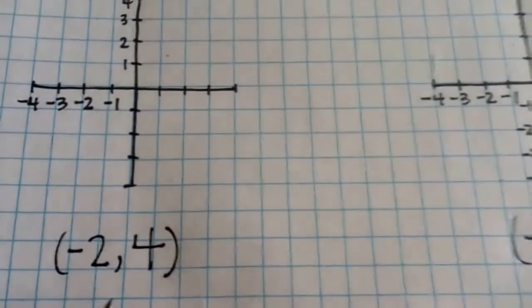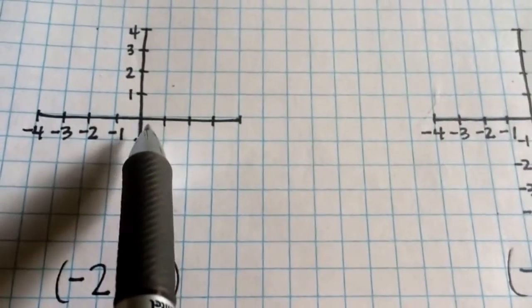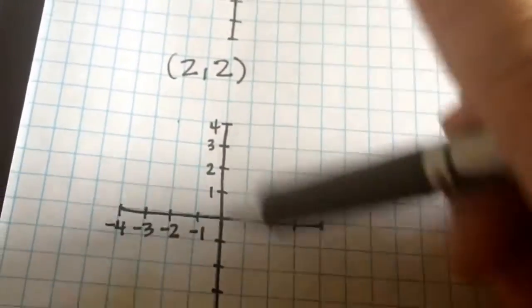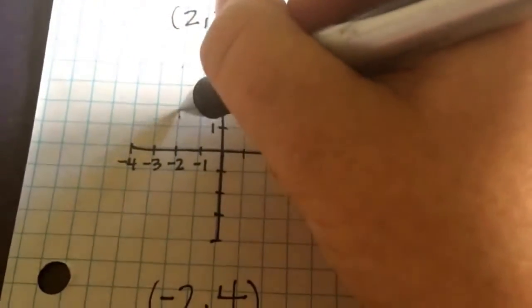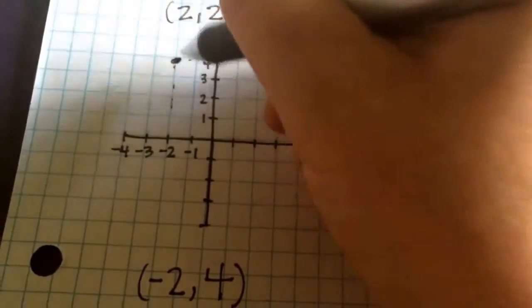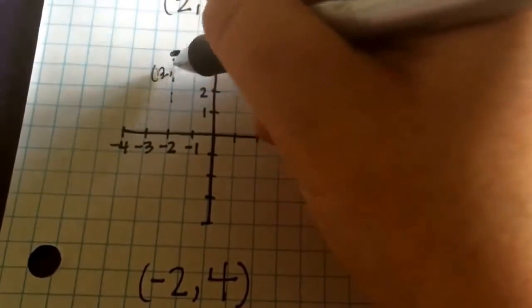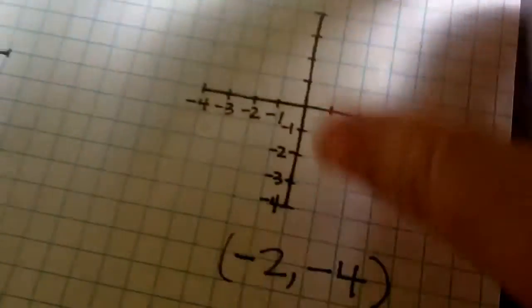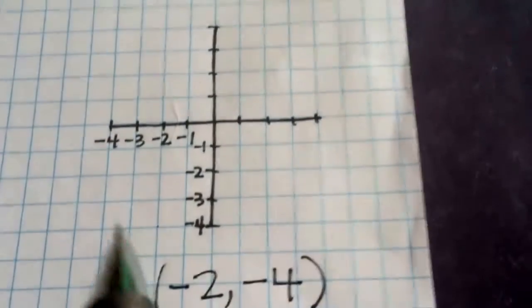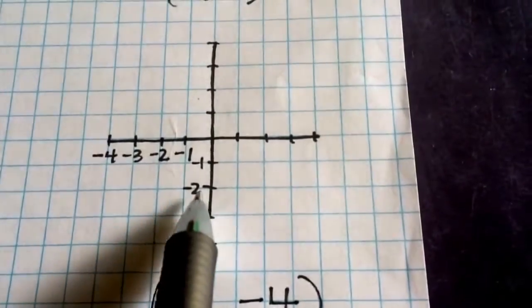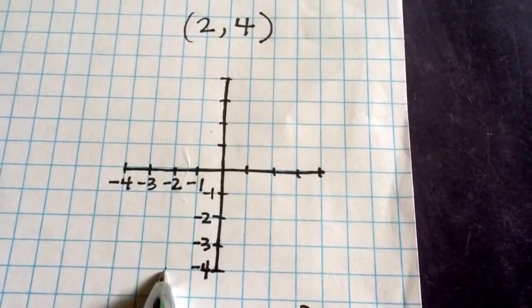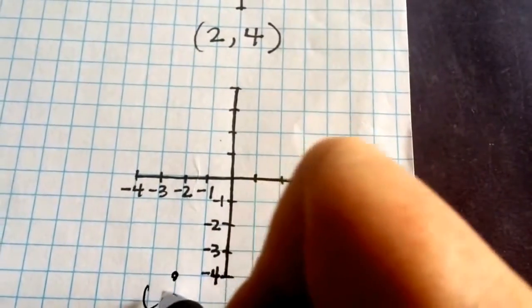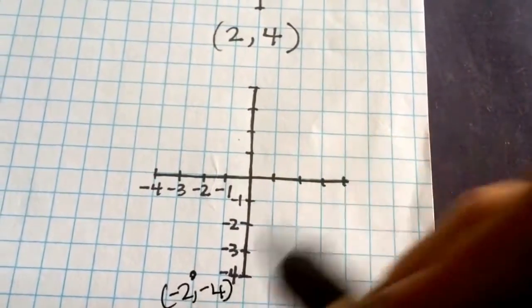When you have negative 2, 4, you follow over to negative 2, to the left of 0, but you still have a positive y, so you're going to go up on the y-axis to 4, giving negative 2, 4. When you have negative 2, negative 4, it's negative 2 on the x-axis and negative 4 on the y-axis. And that's negative 2, negative 4.